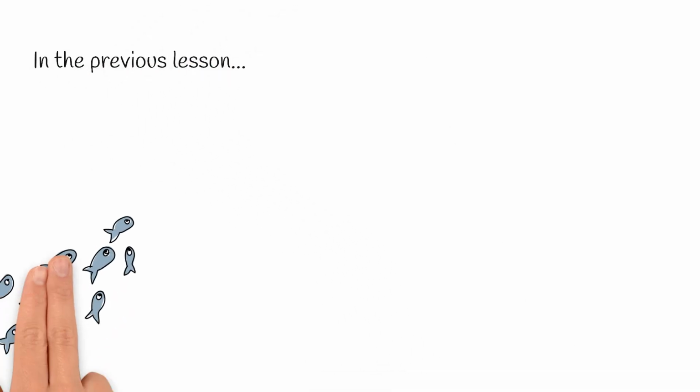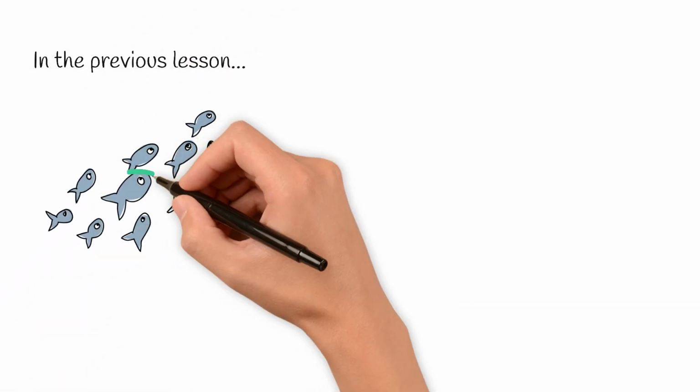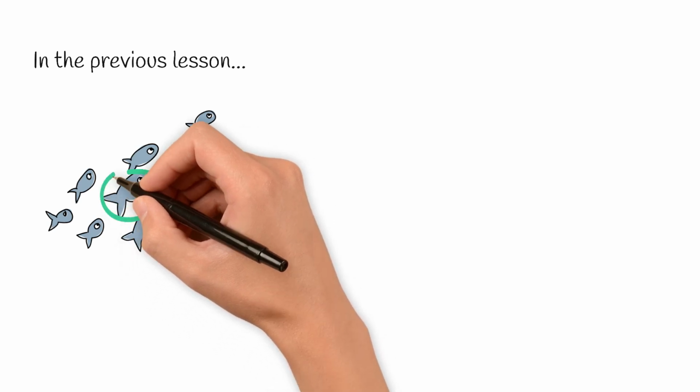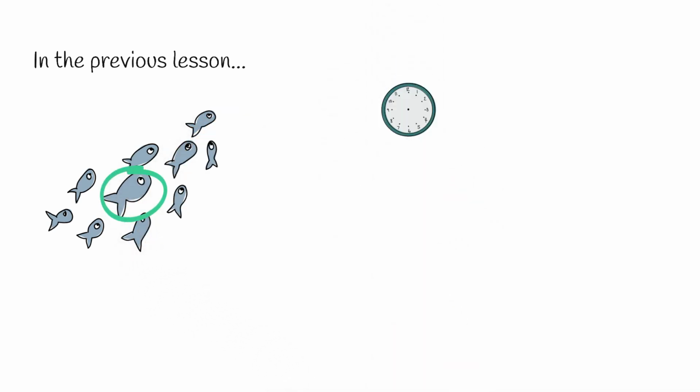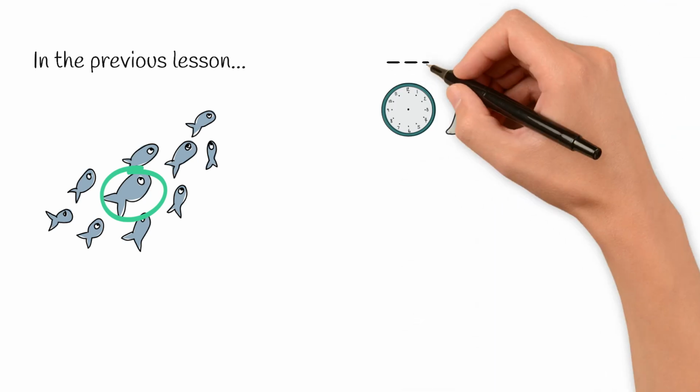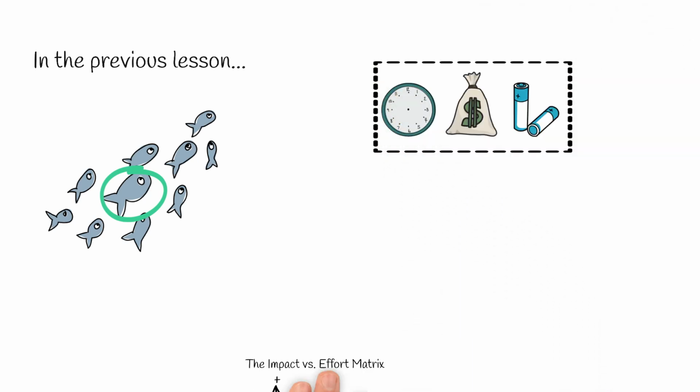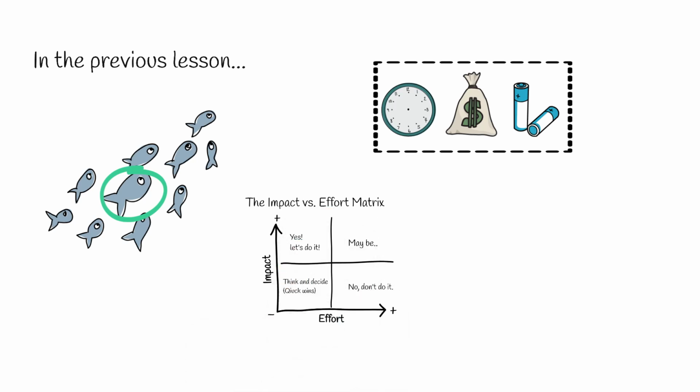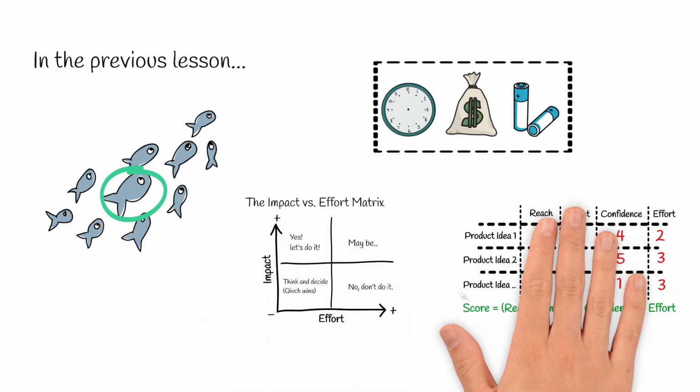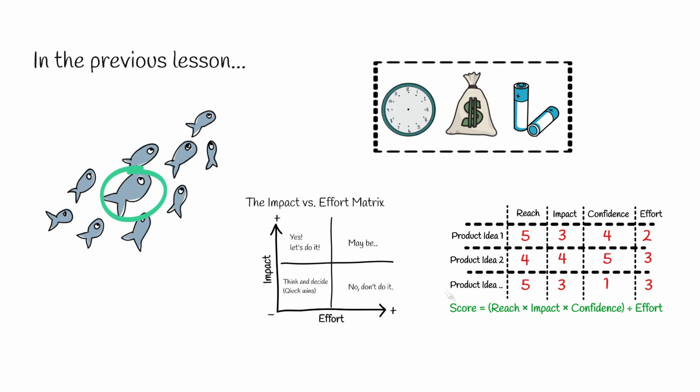In the previous lessons, we spoke about how important it is to focus on the right idea when you have many options. We also said that our resources, like time, money, and energy, are always limited. That is why we use tools like the impact versus effort matrix and the RISE framework. These methods helped us choose the product idea most worth our effort. Now that you have chosen a clear candidate, we are ready for the next step.